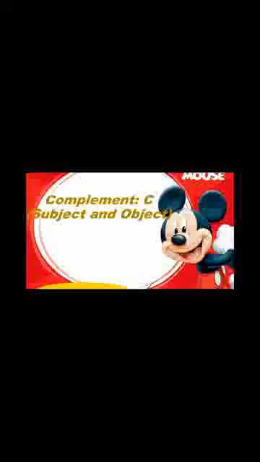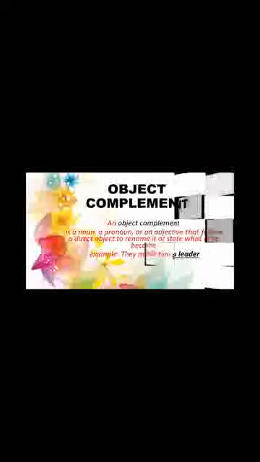Complement. Like the object, the complement has subject and object complement. Let's look at the explanation. Object complement is a noun, a pronoun, or an adjective that follows a direct object to rename it. Okay? Example, they made him a leader. In this sentence, can you tell me the object in this sentence? Okay, him is the object. So, a leader is the object's complement. It is complementing him in the sentence.